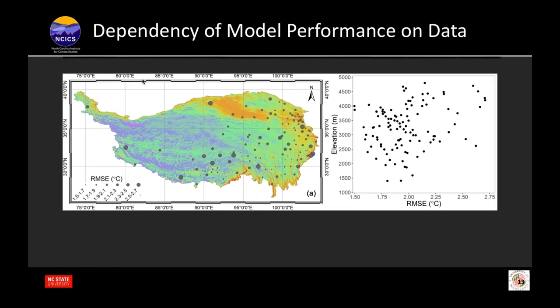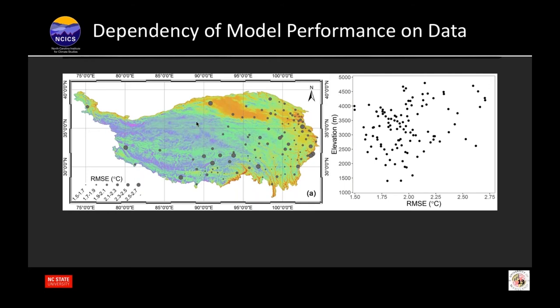We can see that for some stations, the performance is quite bad compared to other parts. For some stations, the RMSE can be as large as 3 degrees. When we're looking at climate signals, 3 degrees can completely overwhelm the signal that you might see from the data. So this leads to the problem of the quality of your training data. Can your data be representative of the overall signal that you want to study?